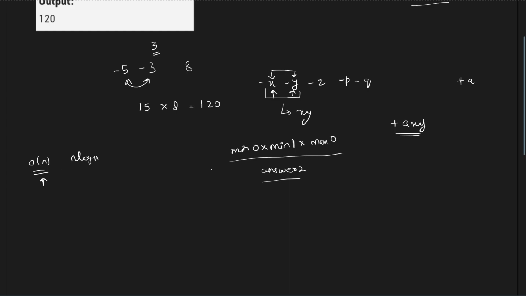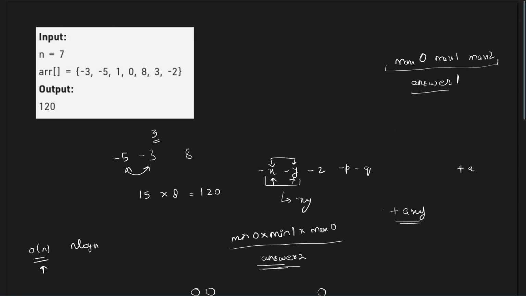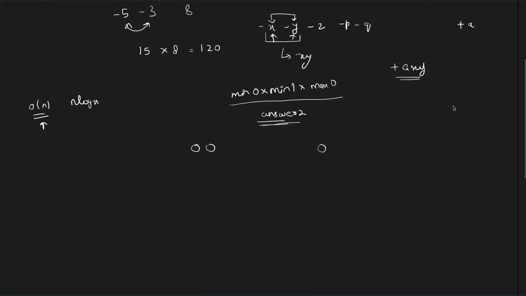So if you sort it and just take the first two elements and the last element to form answer 2, and you can just take the last three elements to form answer 1 and take the maximum of those two, that would be absolutely correct. There is no problem in that. But if you want to find the answer in O of n time, then one way to do it, since we only want to store the two minimum numbers and three maximum numbers, right?